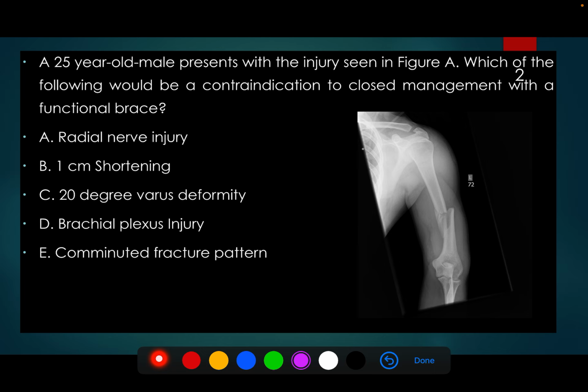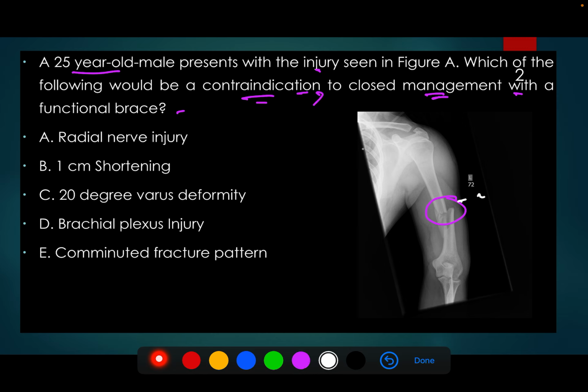Look at here, the first question we have. The question says: a 25-year-old male presents with the injury seen in figure A. Which of the following would be a contraindication to closed management with a functional brace? That means closed reduction. Contraindication to closed reduction. This is our question, right?